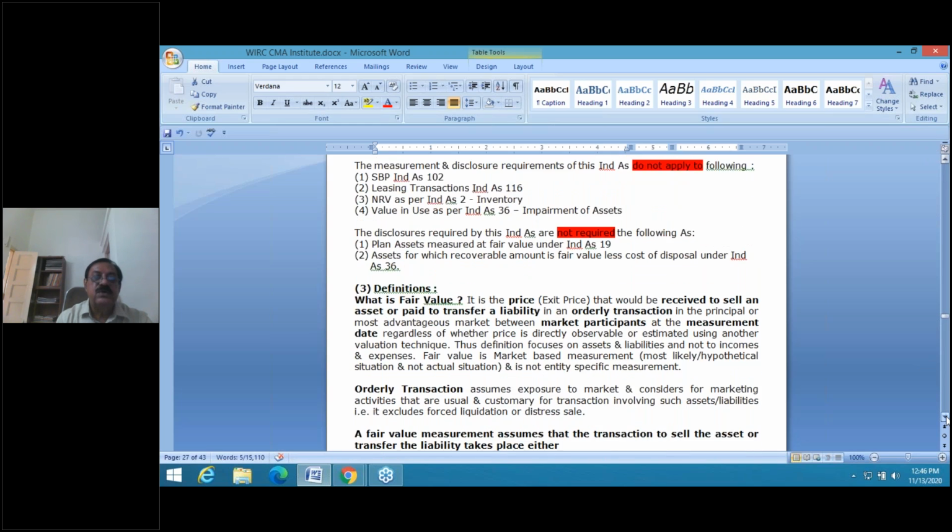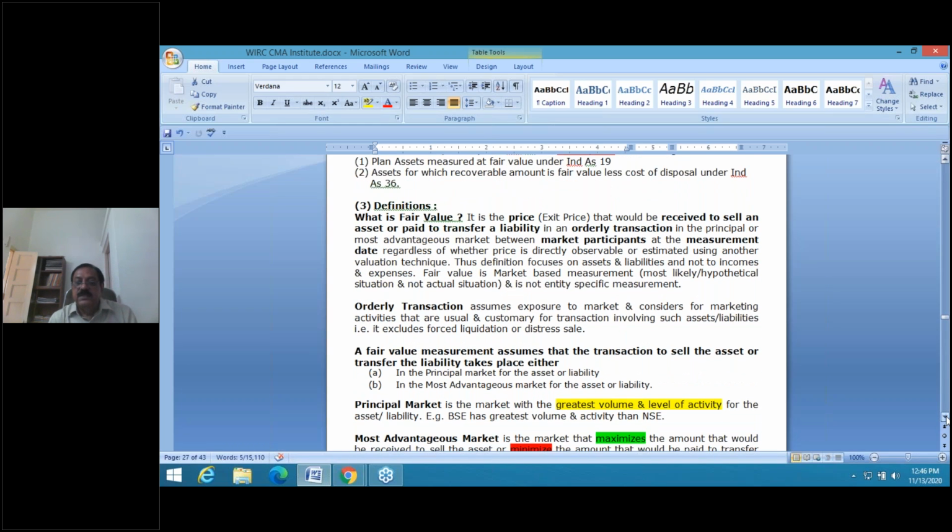Now I'm going to some important theories. What is fair value, friends? As I said earlier, it is the exit price. There are two prices: entry, that is purchase, and exit, that is sale.